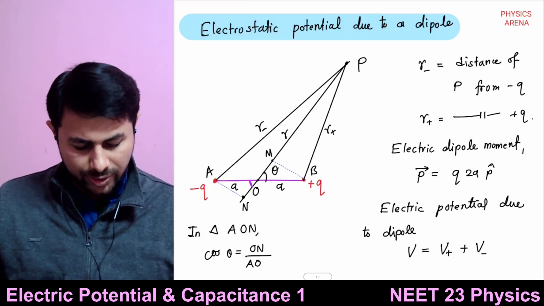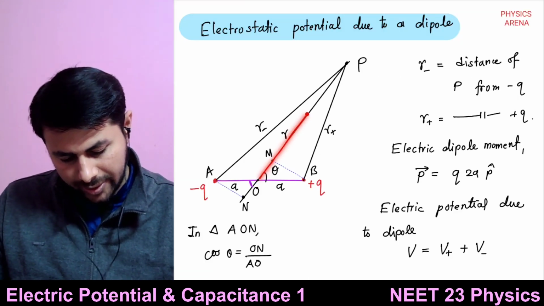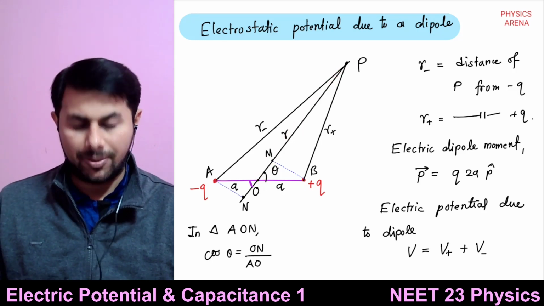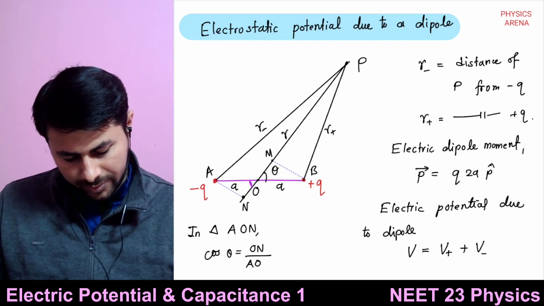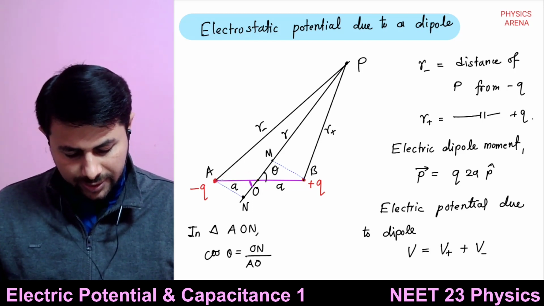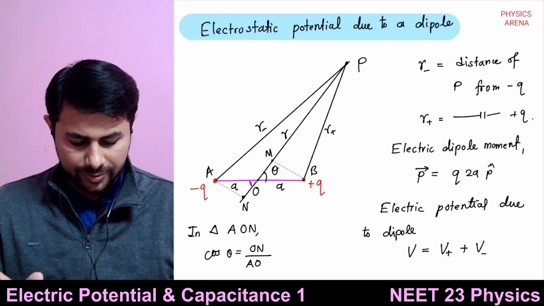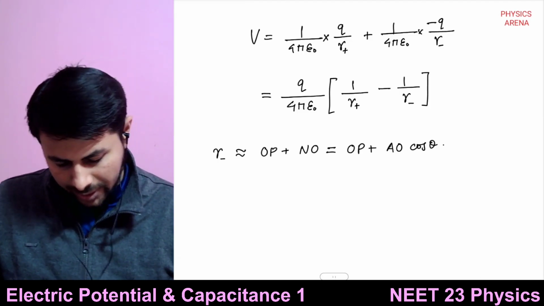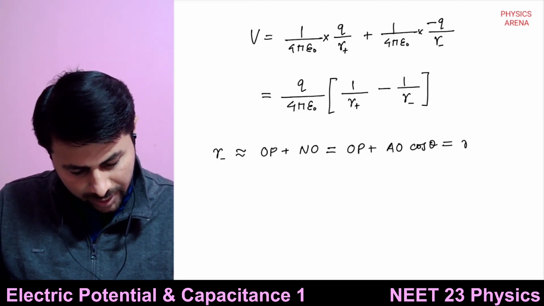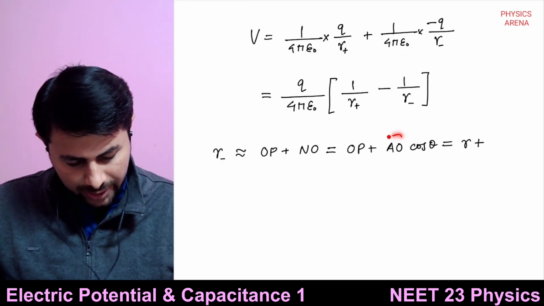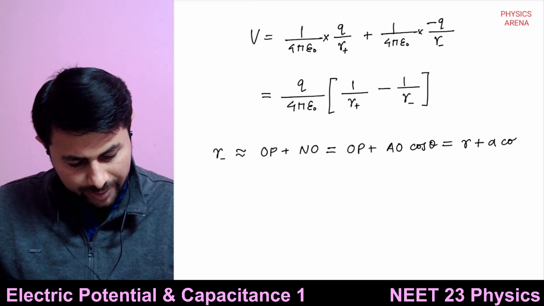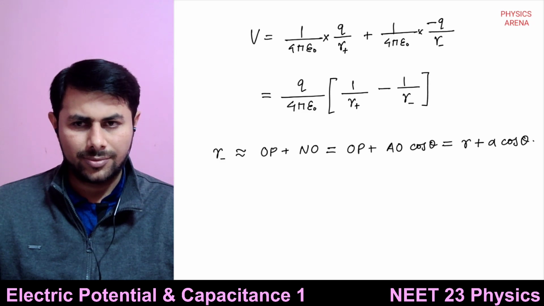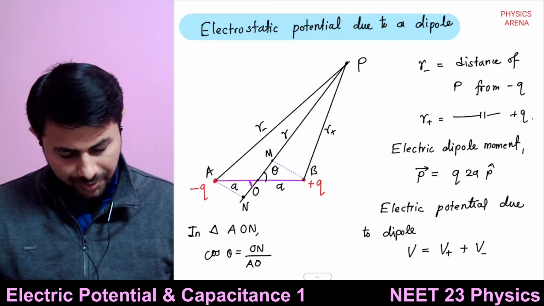And what is OP? OP is this much distance. It is R, the distance of point P from the center of the dipole. And what is AO? It is this much distance, the distance between minus Q and O. It is small a. So you can say this is equal to R plus a cos theta. Got it? Yes, no? Okay, good.